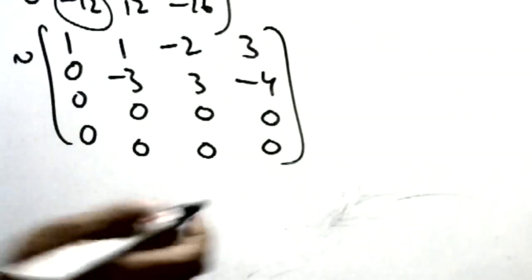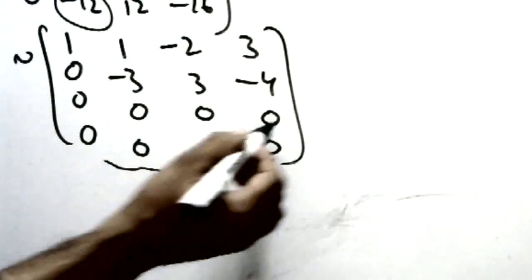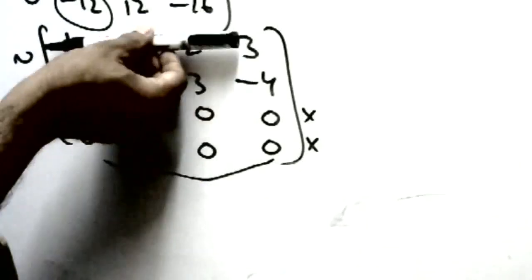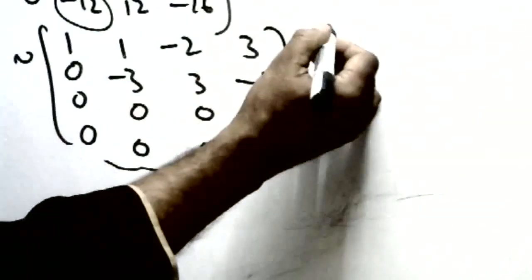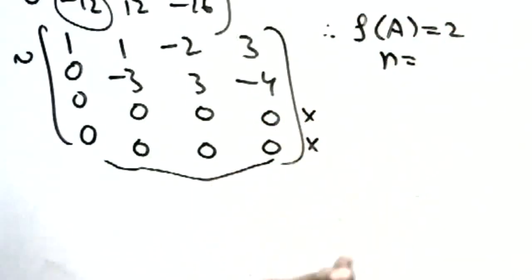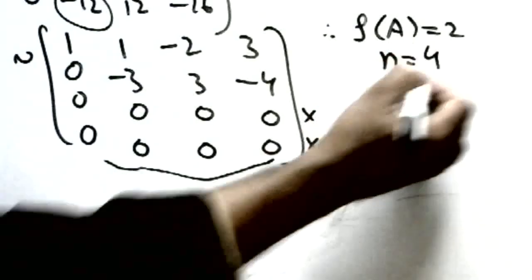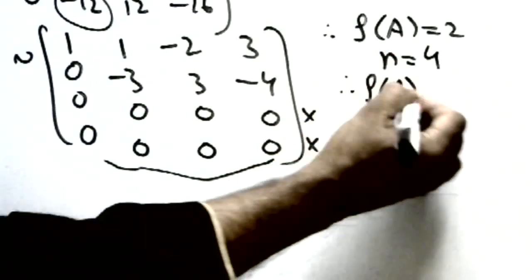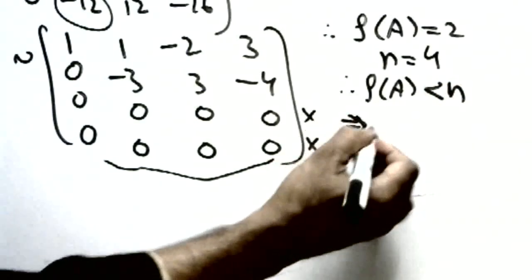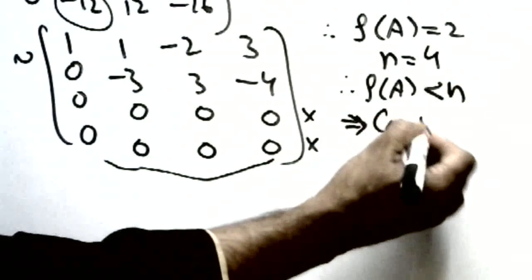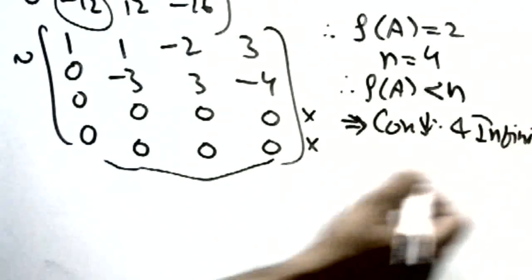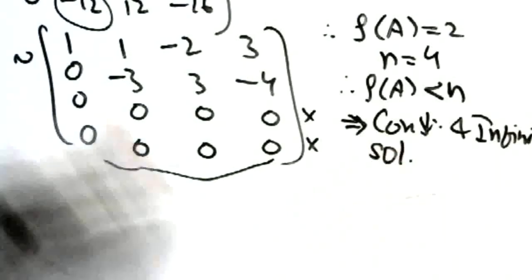Now see here, what will be the rank? Because all these are 0, we cannot count these 2 rows. So non-zero rows are only 2. Therefore, the rank of A is 2. Whereas the variables we are having are x, y, z, w, so 4. Therefore, rank of A is less than n, which implies it is consistent but has infinite solutions.